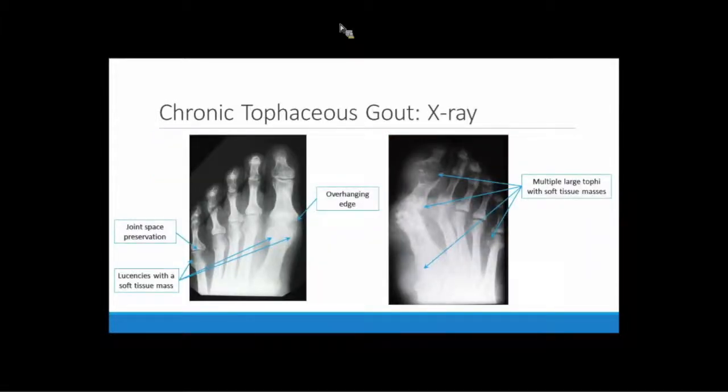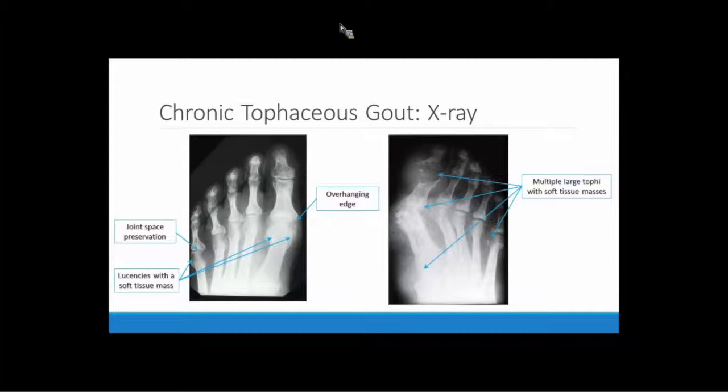And so here are the X-rays. On this side, it's a mild presentation of gout. You can see this erosion with an overhanging edge, but the joint space is preserved. So that's why it's not osteoarthritis. And you can see some lucencies in the soft tissue with a soft tissue mass. So this would be mild tophaceous gout. This is a much more severe image. This distal digit's been replaced by this lucent mass, which is a tophus. So if you stuck a biopsy needle in there, you would get out sheets of uric acid crystals.